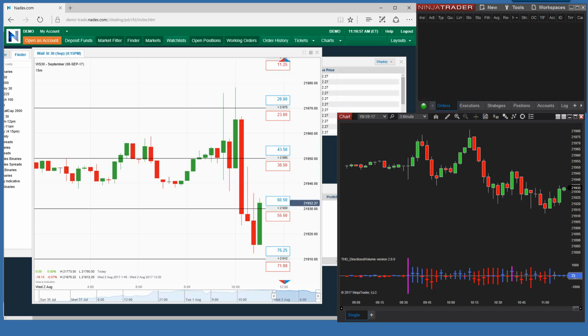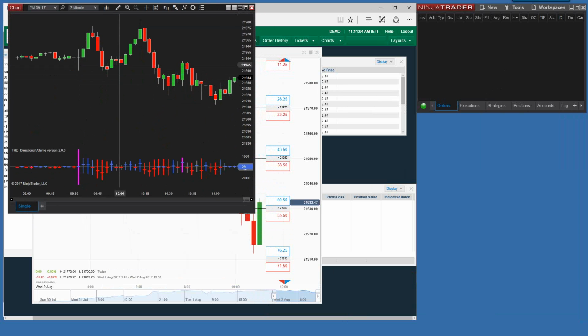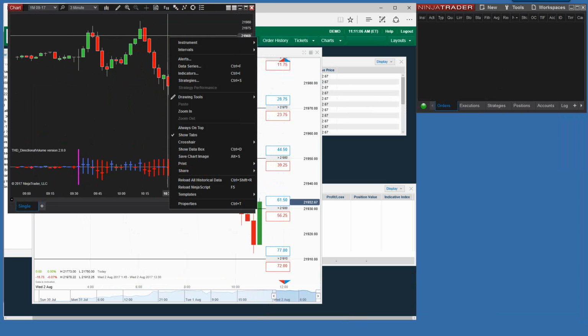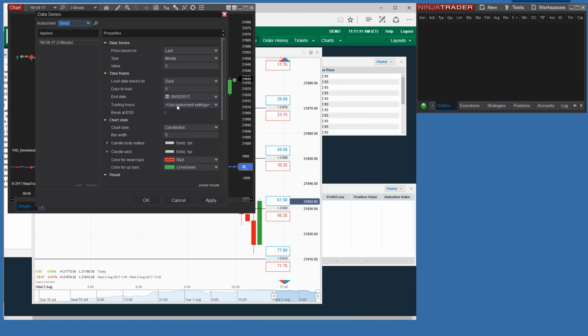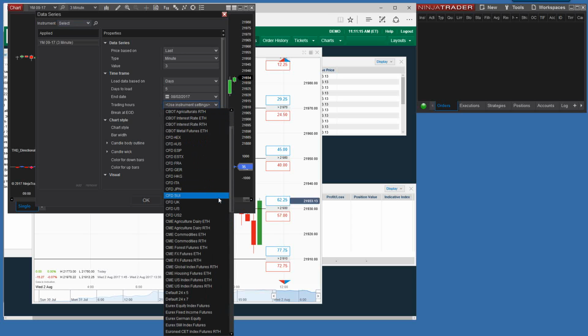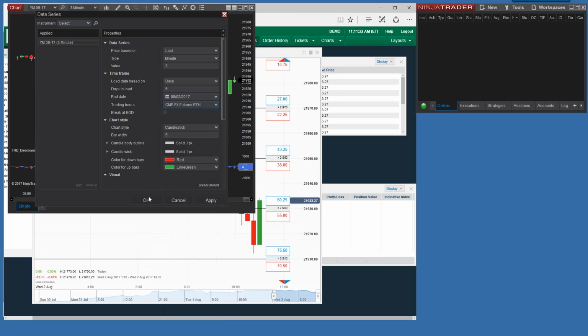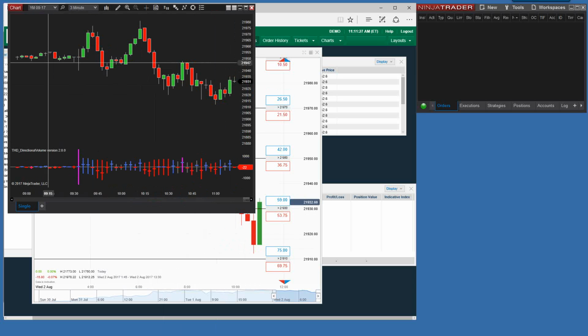Yes, and I can even do that within NinjaTrader. For example, let's see what this is based on. If I go to data series, it says use instrument settings, okay? So I'm going to come down here and choose the FX futures ETH, okay? And I'm going to apply that. Now, you're not going to see a lot of difference in those bars, correct?